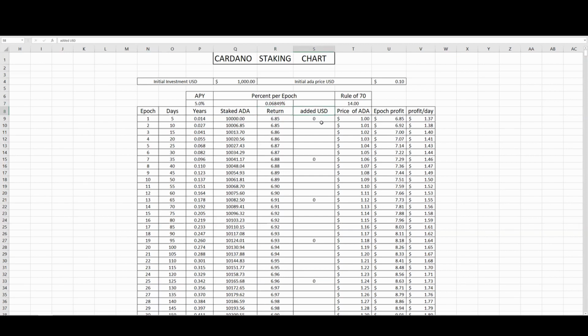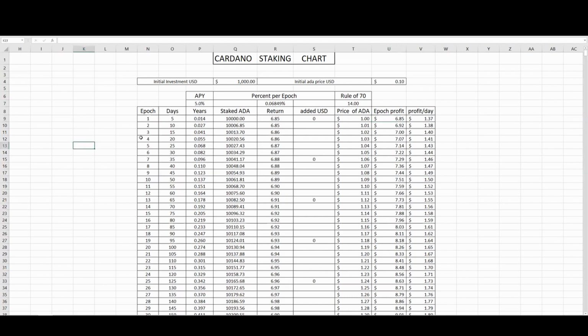Next column here is just how much money you're adding yourself. So like I said, if you want to add to your delegation wallet to increase the growth rate, that's where this is accounted for. This column here is just the current price of ADA. I just have an estimation of 1 cent per epoch, which is not realistic, but it's just a way to visualize how Cardano could grow. And then I have it split off to epoch profit and profit per day. So just how much US dollar value are you getting per epoch or per day?